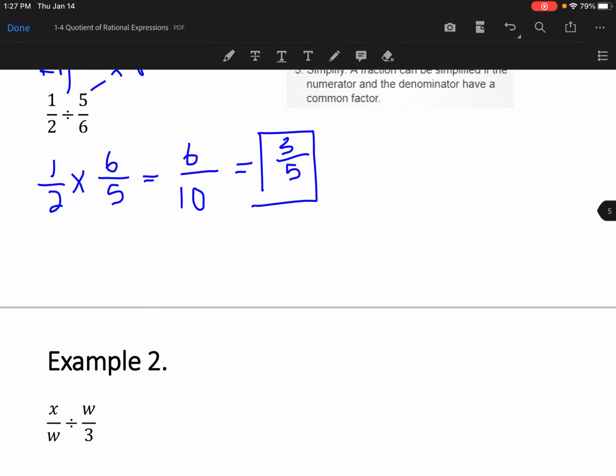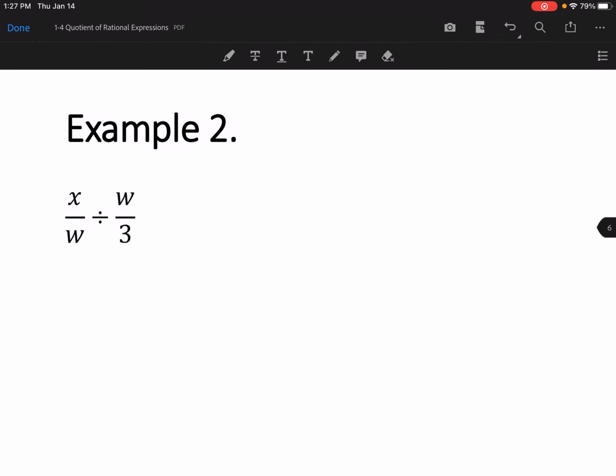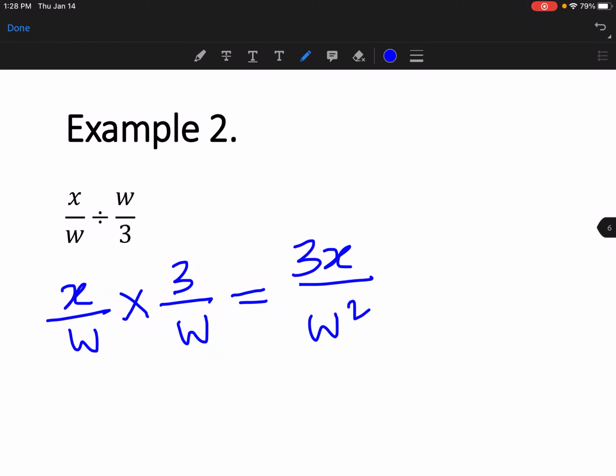All right, let's look at the next example. What if I have the variable x over w divided by w over 3? We do the same thing. Keep x over w, change the division to multiplication, and flip w over 3 to 3 over w. Then multiply across. 3 times x gives me 3x, all over w times w, which gives me w squared. Can I simplify that any further? No, therefore that is my answer.